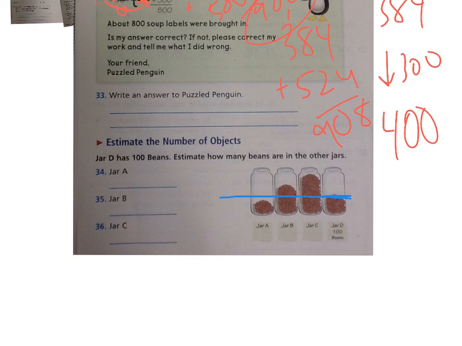So I'm going to send you on your way. I want you to work on these 4 pages, and we'll talk more about it in a small group.